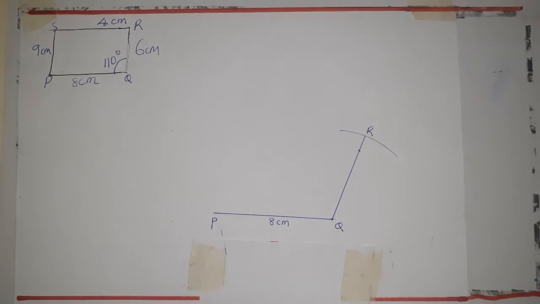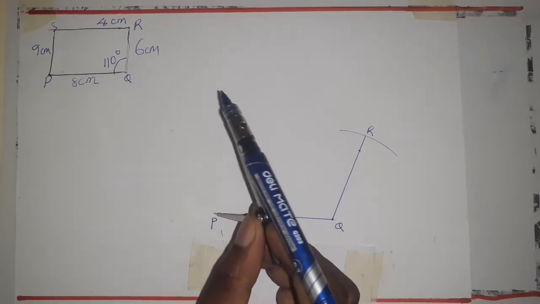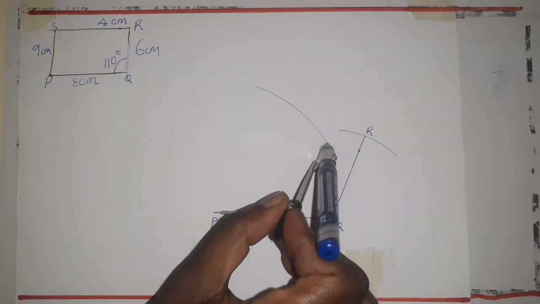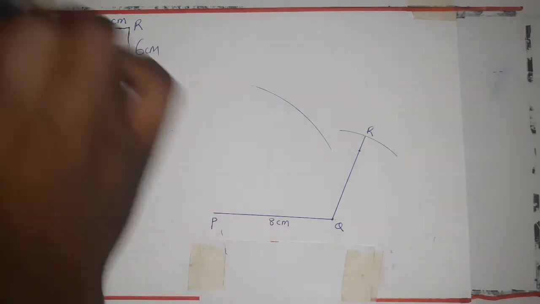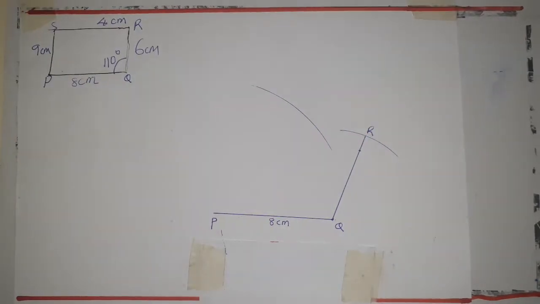Okay, so now this is our 9. So let's go. So now from this point, from P, it's 9 to wherever S is, okay? To wherever S is.